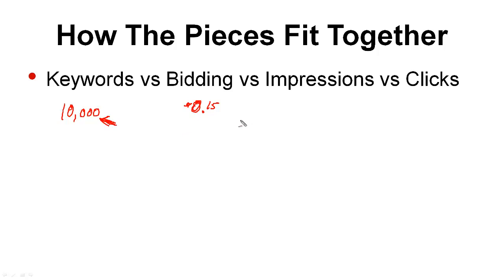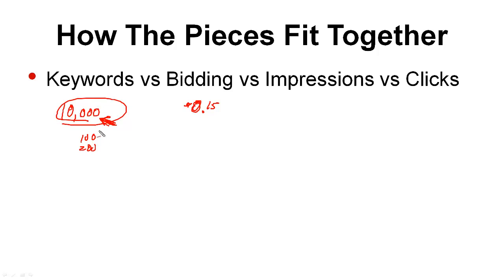We're not going to get impressions for those ads. In fact, there's only going to be a few keywords in here that we're going to get impressions for. We might actually only get impressions from 100 or 200 keywords out of that 10,000. So you're probably thinking, why did we have to put in 10,000?